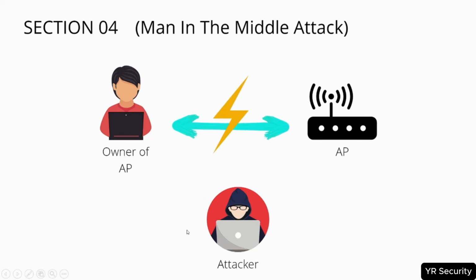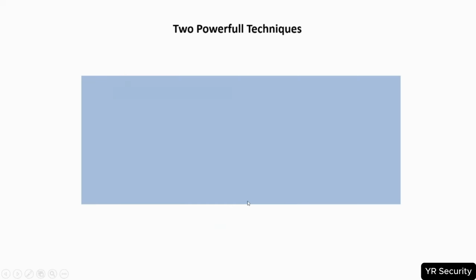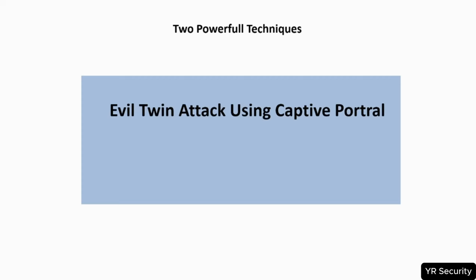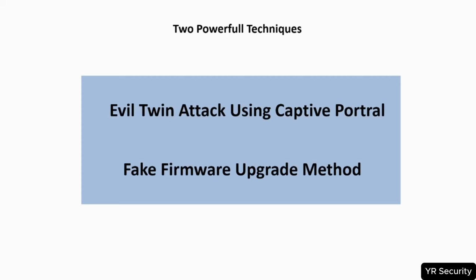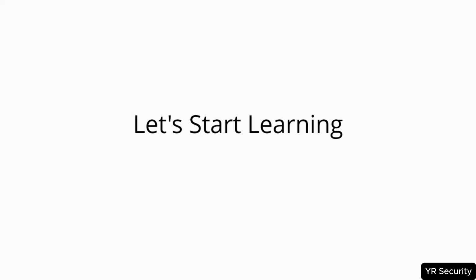Then we will create a fake access point resembling the original access point, so we can capture the password easily when he connects to our fake access point. I will teach you 2 powerful man-in-the-middle techniques. The first one is the evil twin attack using a captive portal, and the second is fooling the user with a fake firmware upgrade method. Okay, now let us go to the course and start learning.